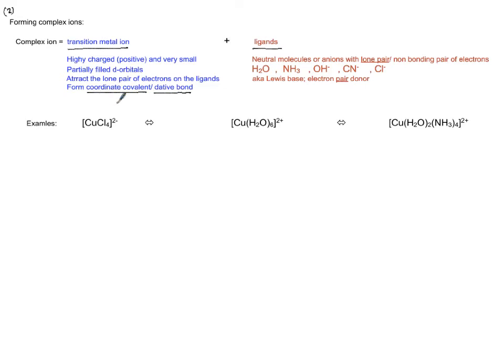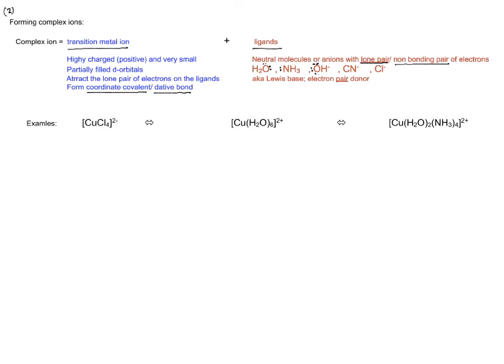Now what are ligands? Ligands you should also be able to define. They are either neutral molecules such as H2O, which has two lone pairs of electrons, or ammonia. They are neutral molecules, or anions with lone pair or non-bonding pair of electrons. Then again, this is extremely important for IB. You have to say lone pair or non-bonding pair. Hydroxide, for example, has 3 non-bonding pairs. Hydroxide is minus, cyanide is minus, chloride is minus. These are all anions with lone pair of electrons. It's also known as Lewis base. A ligand and Lewis base have the same definition. They are electron pair donors.